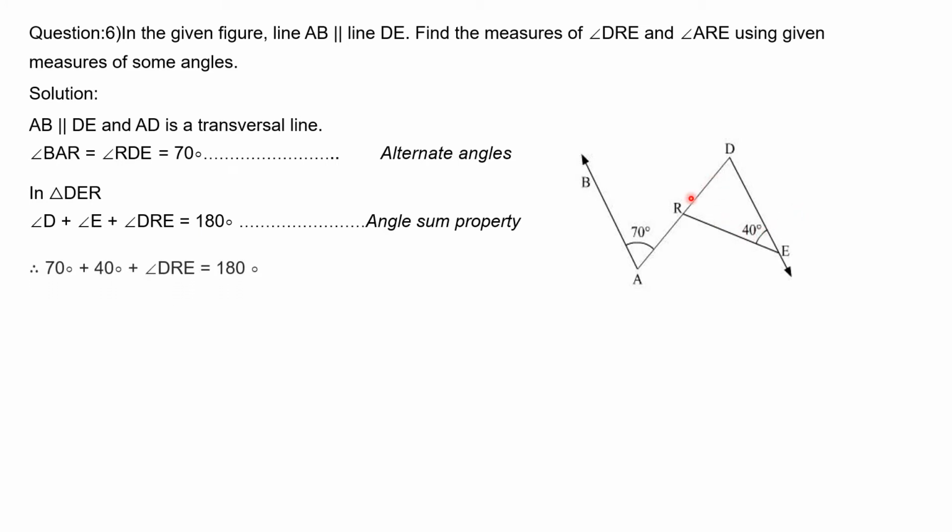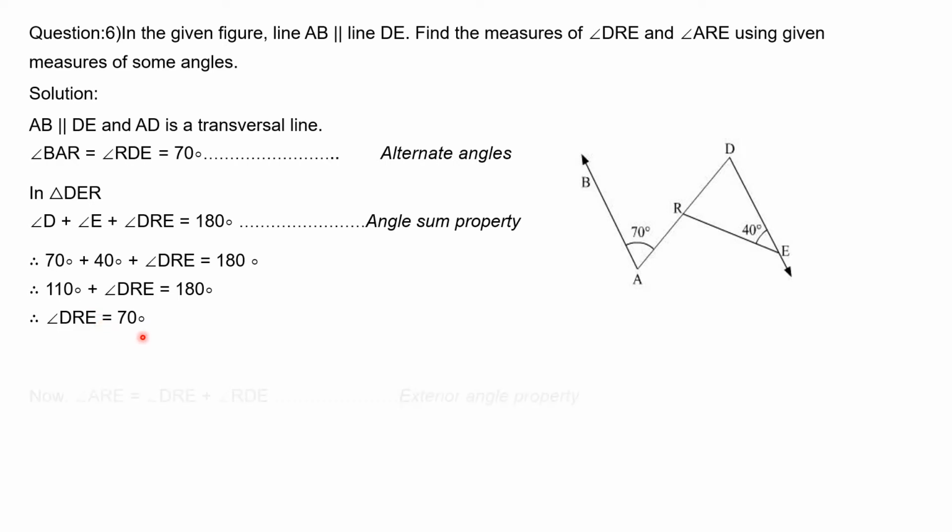of a triangle. Substitute the measures here. Therefore, 70 degrees plus 40 degrees plus angle DRE is equal to 180 degrees. Therefore, 110 plus angle DRE is equal to 180 degrees. So measure of angle DRE is equal to 180 minus 110, 70 degrees.